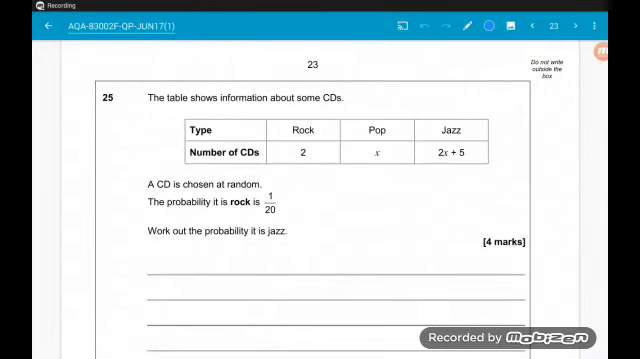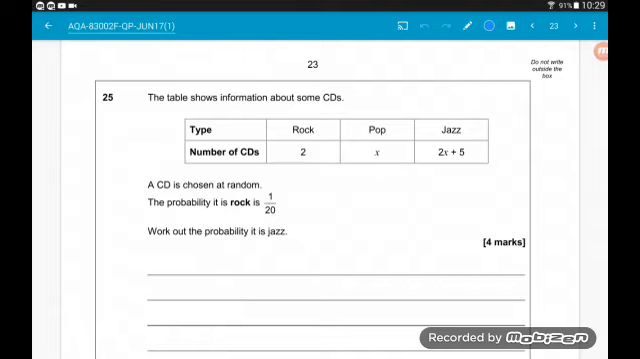Okay, question 25. So these are fun probability, algebra and tables. So the table shows some information about some CDs. So we've got 2 rock, x pop, and 2x plus 5 jazz. So a CD is chosen at random. The probability that it is rock is 1/20th. We want to work out the probability it is jazz.